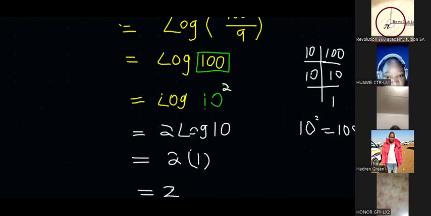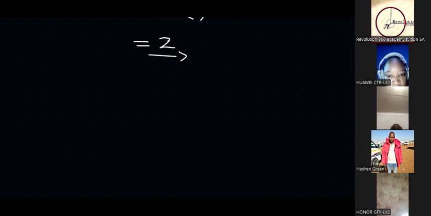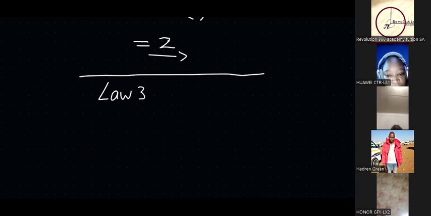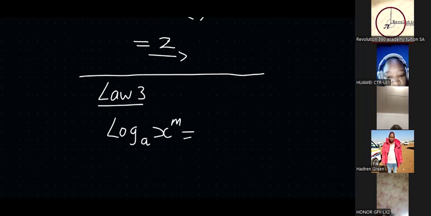So if I were to speak about law number 3, it's like this. Let me explain law number 3 first. Law number 3 says log of a base x to the exponent of m will be equal to m times the log of a base x. So that is law number 3.